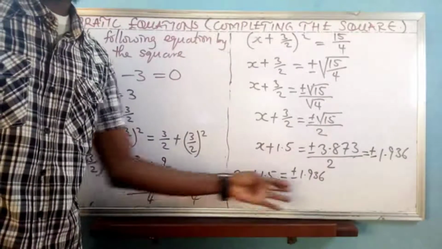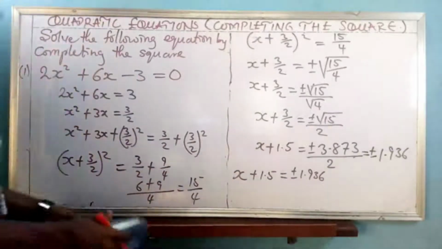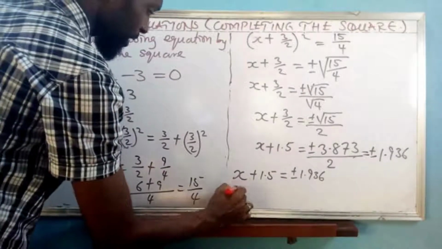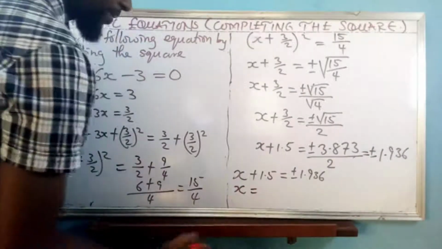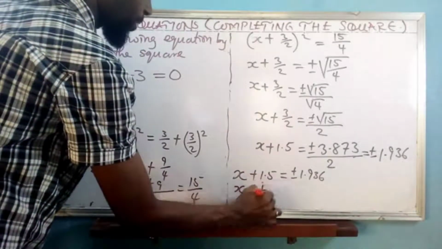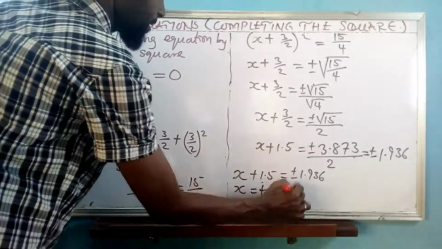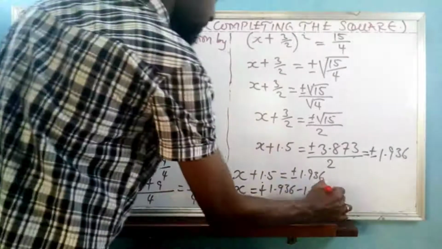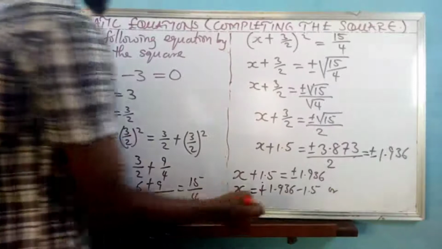We need to add and we need to subtract. Okay, we need to add and we need to subtract. So take this one to the other side. When you take it to the other side, you are going to have your x will be equals to plus, let's put plus the first, 1.936 minus 1.5, or we're going to have, let's put it together so we can have our answer down here.